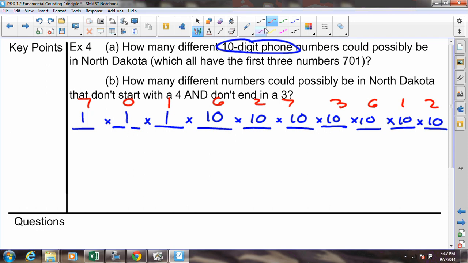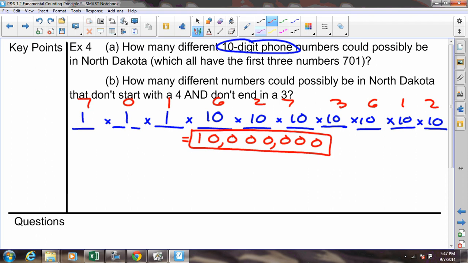Well, I'm just going to take a quick piece and say, count the zeros. 1, 2, 3, 4, 5, 6, 7 zeros. Taking advantage of some of the shortcuts that we had before. And there we go. There are 10 million different phone numbers that are available in North Dakota. And given that there are only about 675,000 people, it's actually possible that every single person in the state, including babies, could have 10 different phone numbers and we'd still have a lot left over.